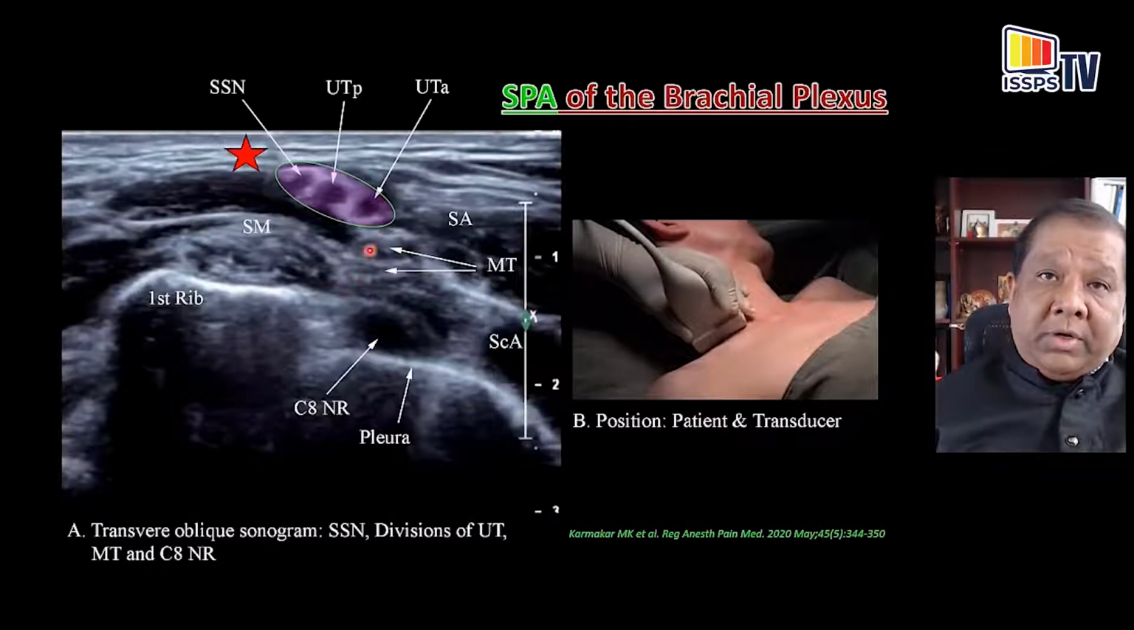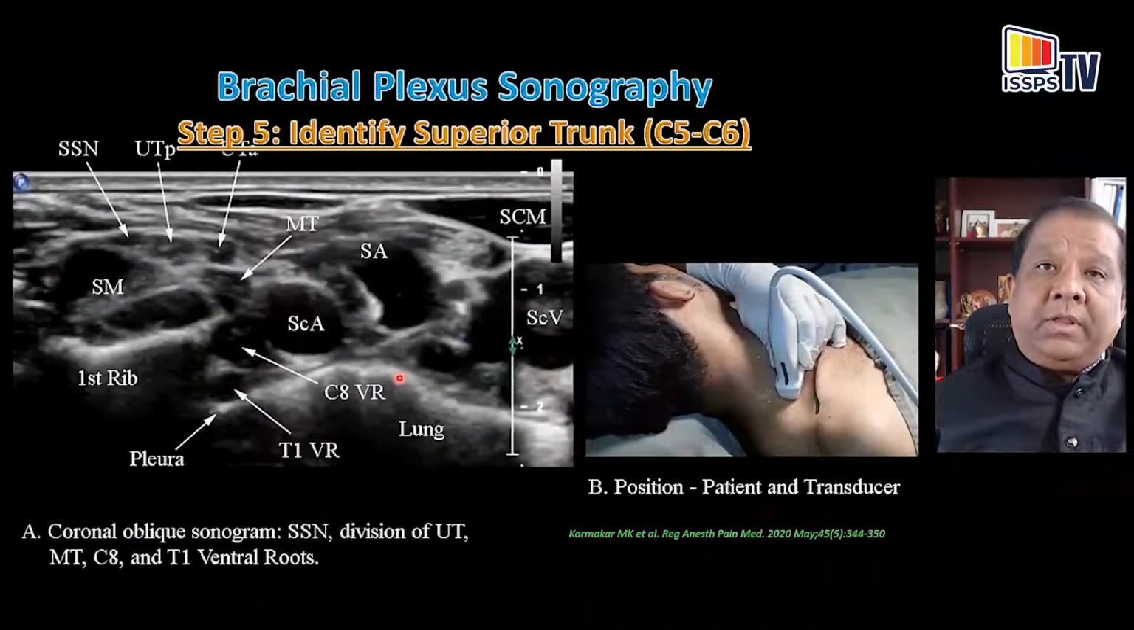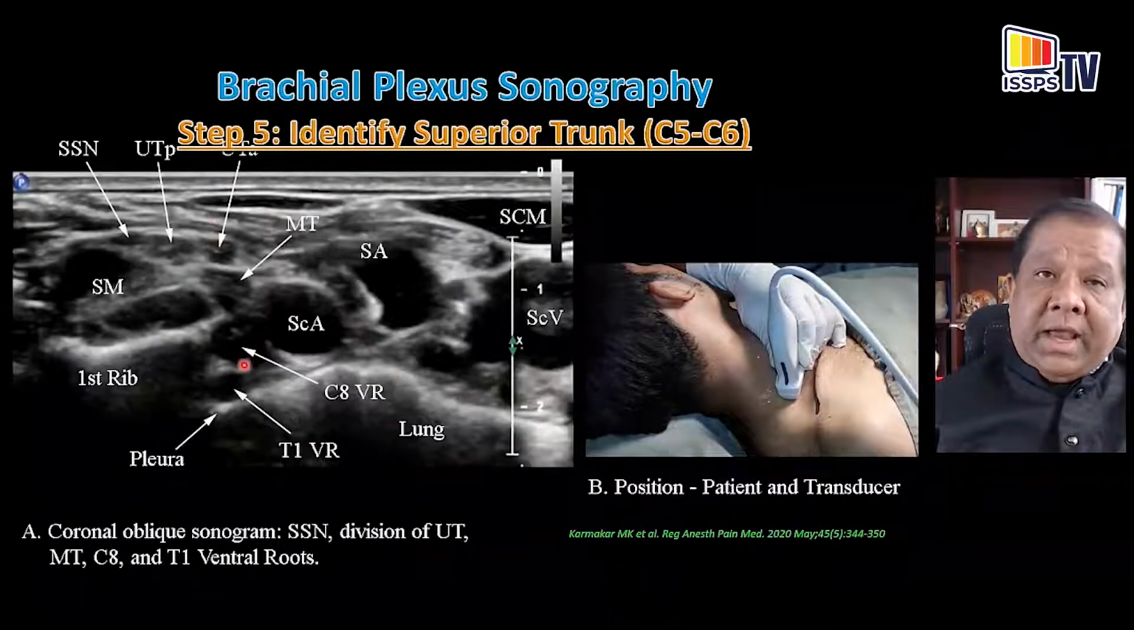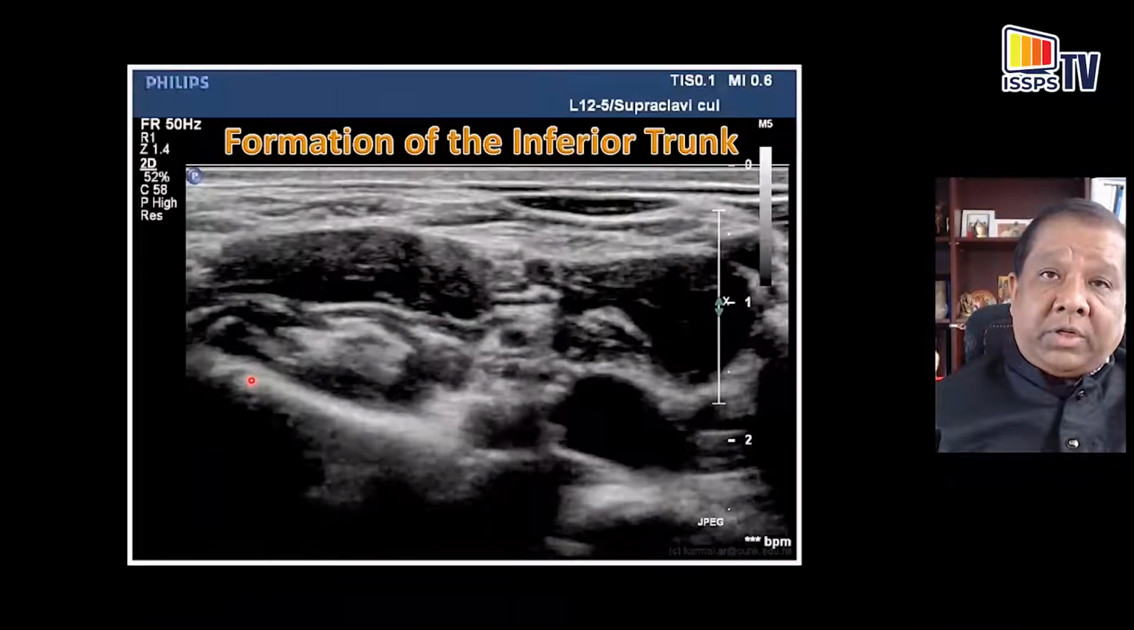Caudal to that lies the middle trunk, and the C8 can be seen either on top of the first rib transverse process complex or sometimes even on top of the pleura, as you can see here in this individual. Once you have identified the C8, distal to that you can now see how the T1 emerges from under the clavicle, under the first rib, beg your pardon, to join the C8 to form the inferior trunk.